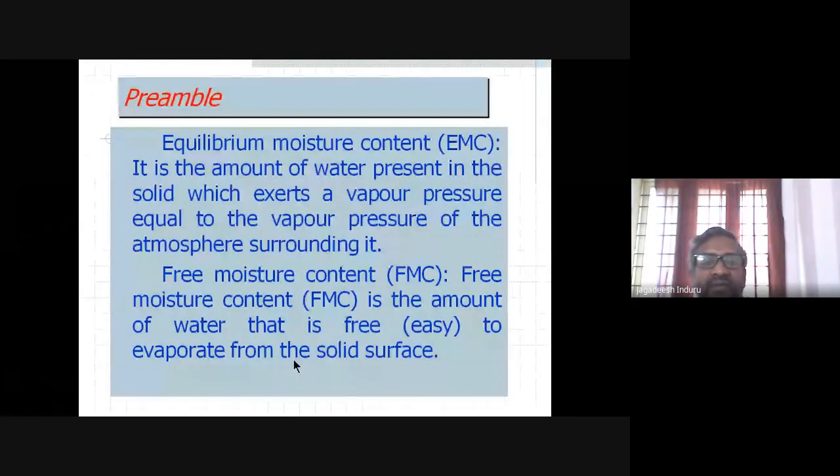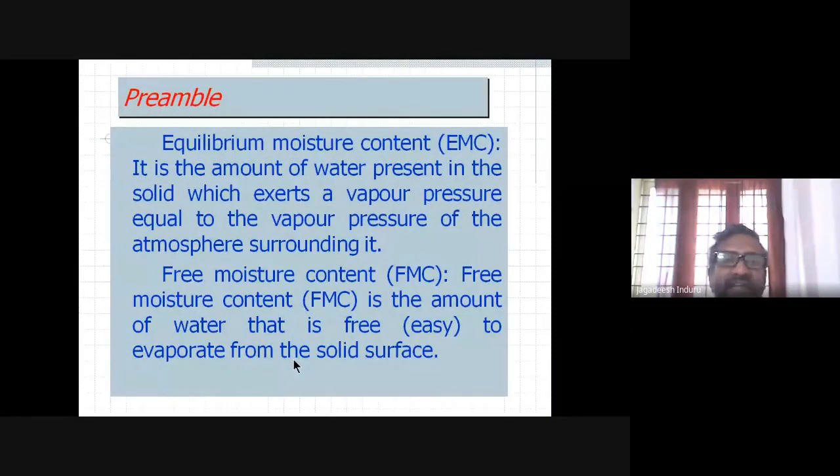This is actually making water easy to evaporate without any problem from the solid surface. This is the concept of free moisture content. When you have free moisture content, if the liquid present in the solid has not reached EMC, your drying is very easy and free. You don't have any trouble; it will just get evaporated without much intervention. So this is called the FMC concept, that is free moisture content.